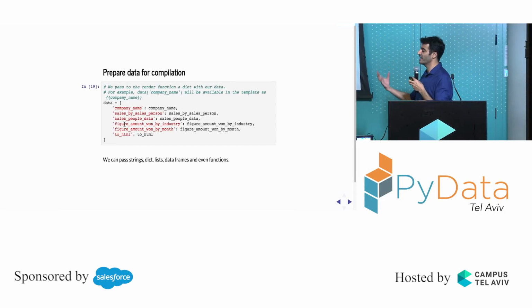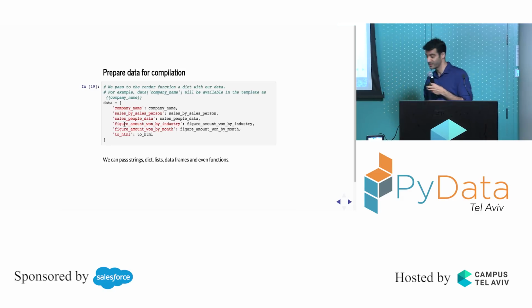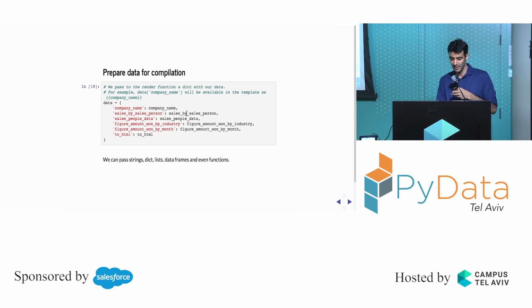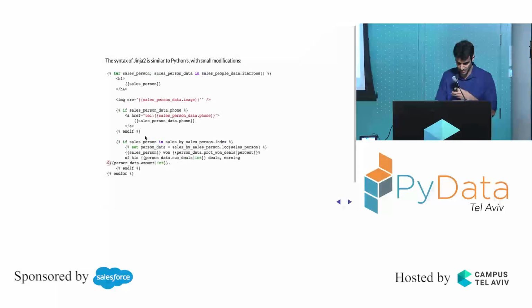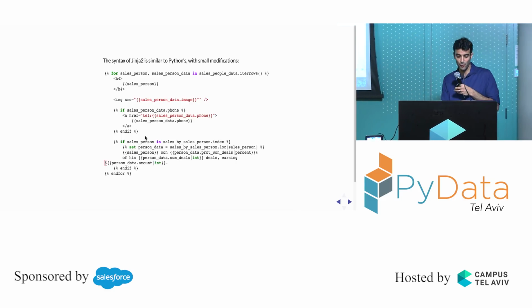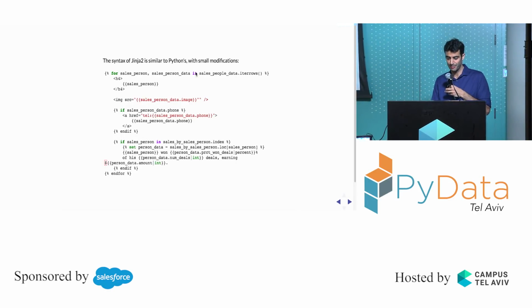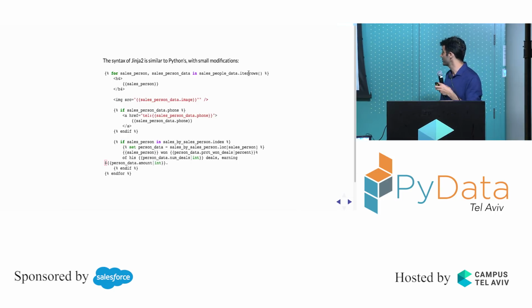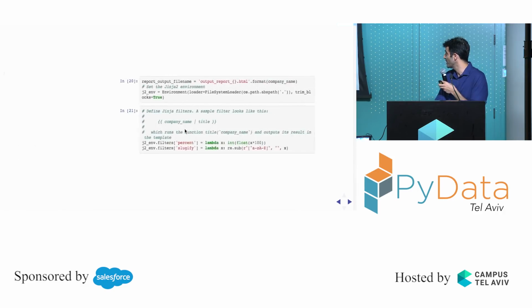And then we pass our data into the template. So we can pass the data frames that we created earlier. We can pass the string representations of the images or the image file name, and we can even pass functions and use them inside the template. The syntax of Jinja2 is very similar to Python. You can see that we have a for loop here. We go over the salespeople using iterrows of Pandas. We can use conditionals like if. We can apply many other things basically just to show the information.